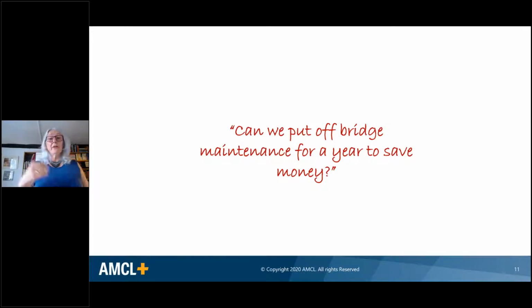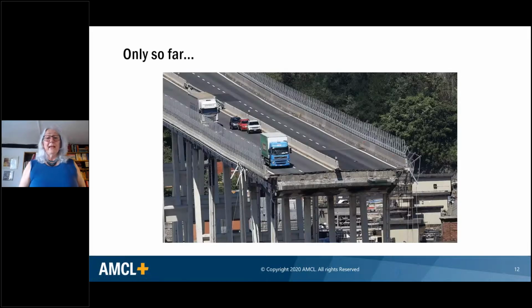You put off, you put off, you put off, and you put off doing the bridge maintenance. And then one day it's too late. It falls in the river at rush hour, and now you're very, very sorry. And this is a great example where we're just not thinking ahead. What might be a short-term saving turns out to be a long-term disaster. It's particularly prevalent with very long life assets.